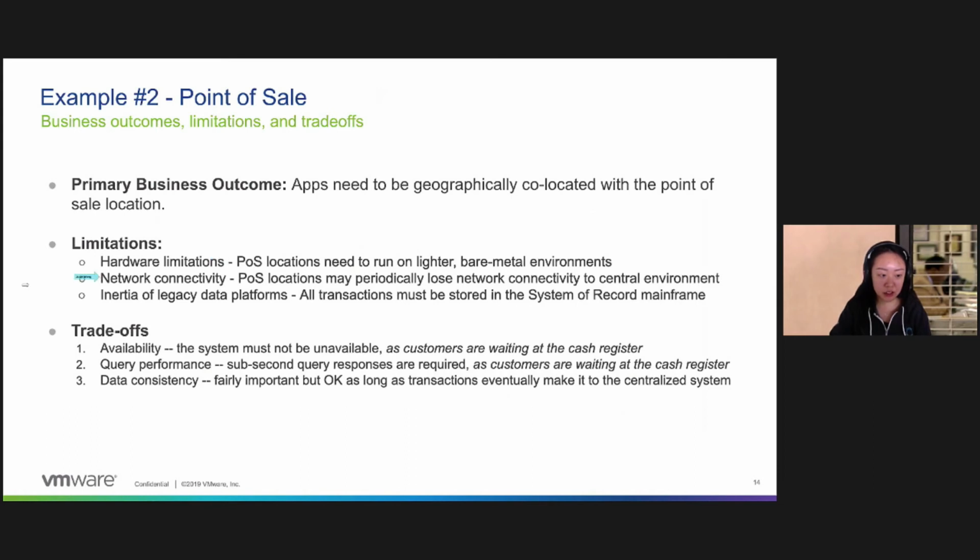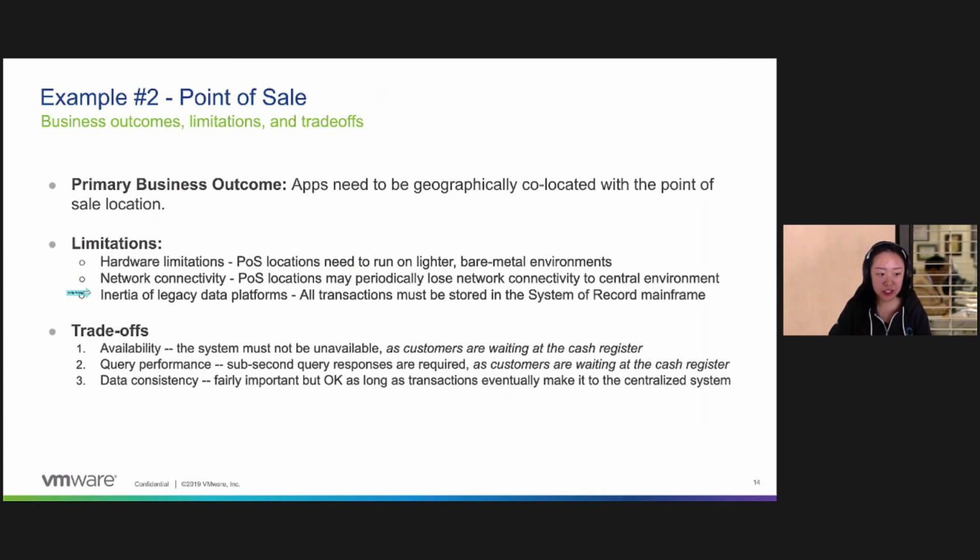And then secondly, there's always the risk of disconnect in network. So these point of sale locations might periodically lose network connectivity to the central environment or to the web. So how can the business continue running in those scenarios?